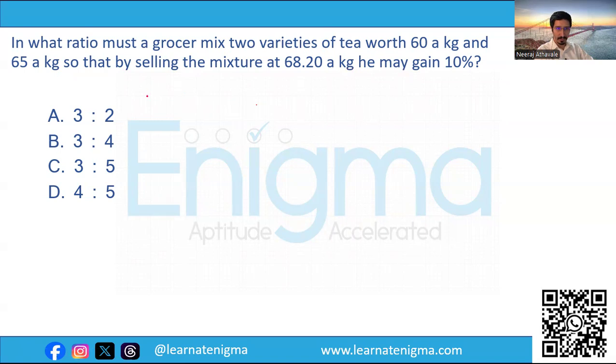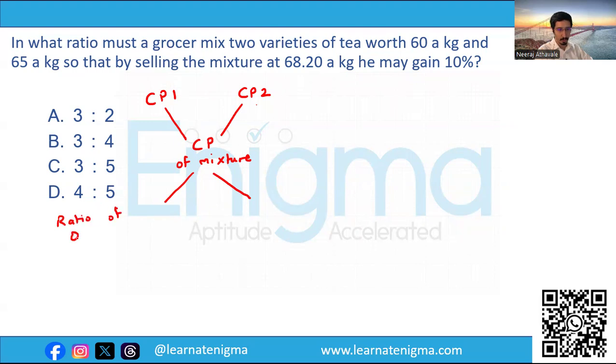Now, in such kind of mixture and allegation questions, what we do is we write down the first cost price mentioned over here, the second cost price mentioned over here, that is the right corner, and here we always write down the cost price of the mixture. Now, when we cross subtract, we get the ratio of the quantities in which the two types are mixed.